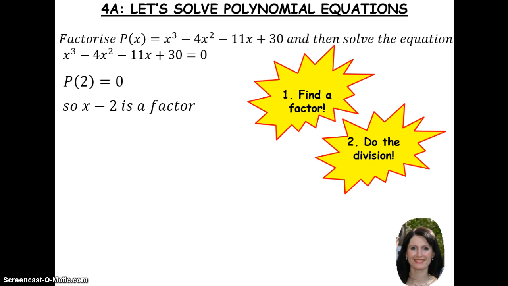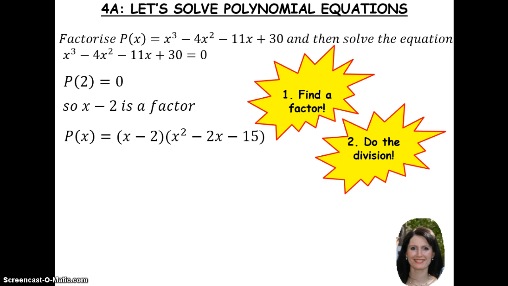The second part is to do the division. So we would set up the division as we did in part 1 of this video, and we would divide x minus 2 into x cubed minus 4x squared minus 11x plus 30. We would find that the solution to that would be x squared minus 2x minus 15. That tells us that x minus 2 times x squared minus 2x minus 15 equals x cubed minus 4x squared minus 11x plus 30. We're not quite there yet.